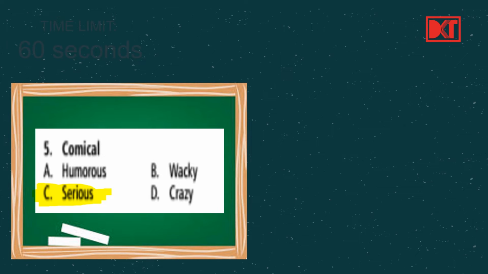Now you see, comical means something that is funny and full of humor, whereas serious means something that is, we can say, not funny, and we're talking about authenticity and diligence. Alright, so the other words, humorous, wacky, crazy, these can be the synonyms of comical, whereas serious is the antonym. Alright.